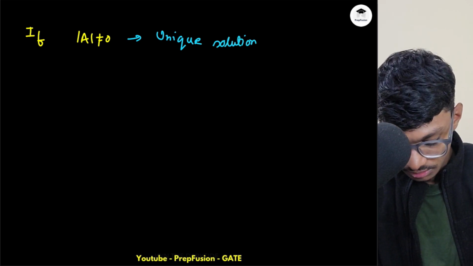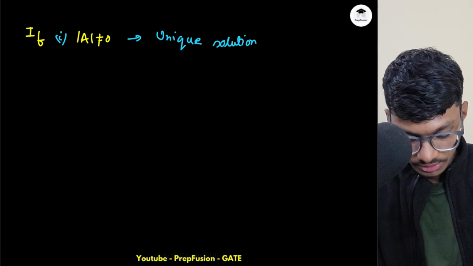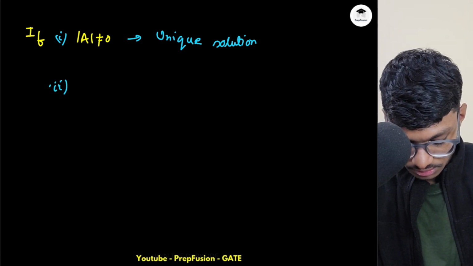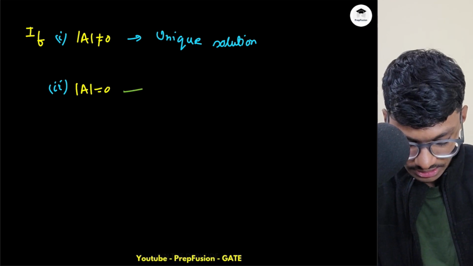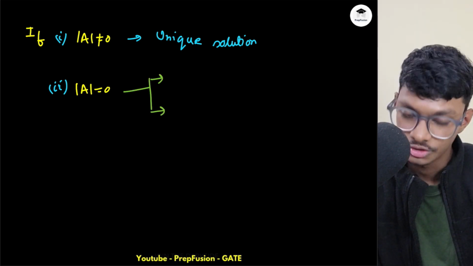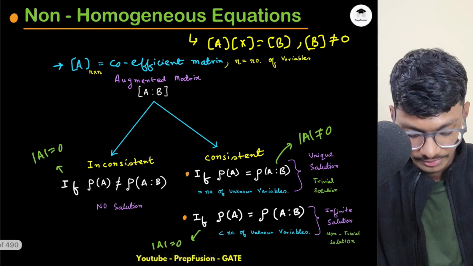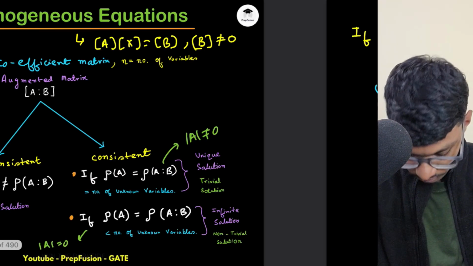Now this is the first case. Now what about the second case? If determinant of A is equal to 0, there can be two cases. I cannot say for sure, I have to check the rank of AB as well.